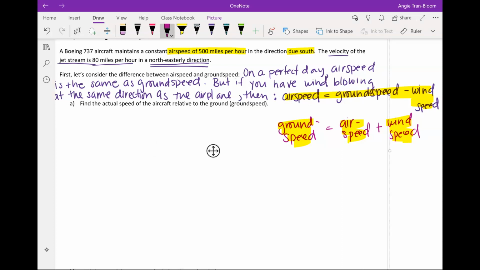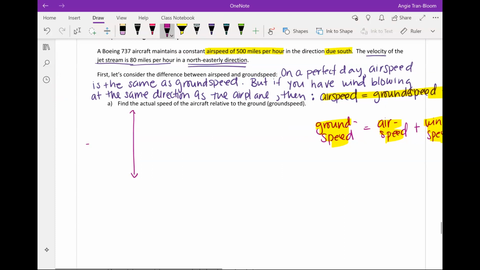So part A said, find the actual speed of the aircraft, aka find the ground speed. So let's draw out our north, south, east, and west. You have an airspeed of 500 miles per hour in the direction of due south. So that's just going straight south. This vector, let's call this vector airspeed, so V subscript A. And that is going vertically down, so that's negative 500 J.